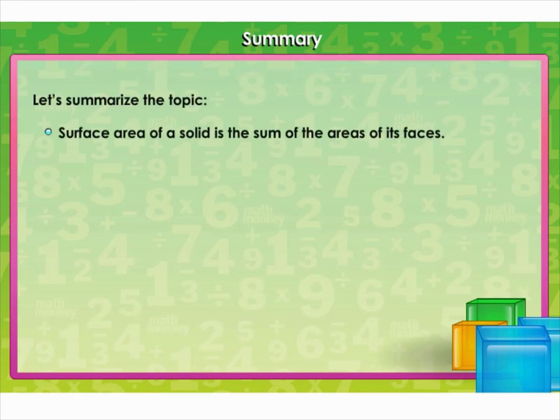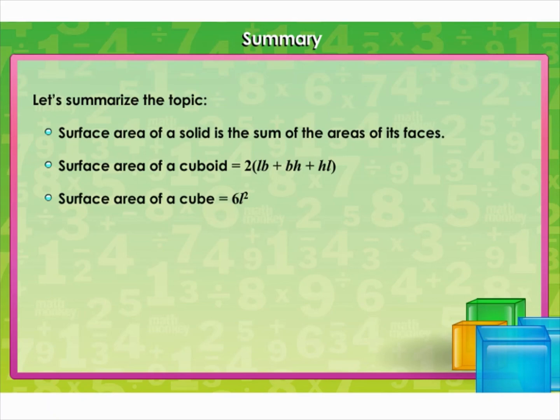Surface area of a solid is the sum of the areas of its faces. Surface area of a cuboid is equal to 2 into LB plus BH plus HL. Surface area of a cube is equal to 6 L squared. Surface area of a cylinder is equal to 2 pi r into r plus h.